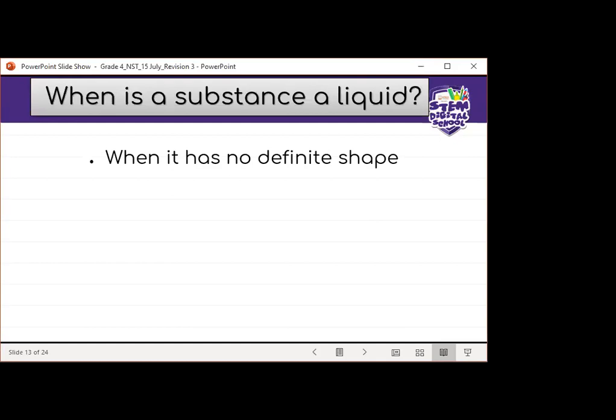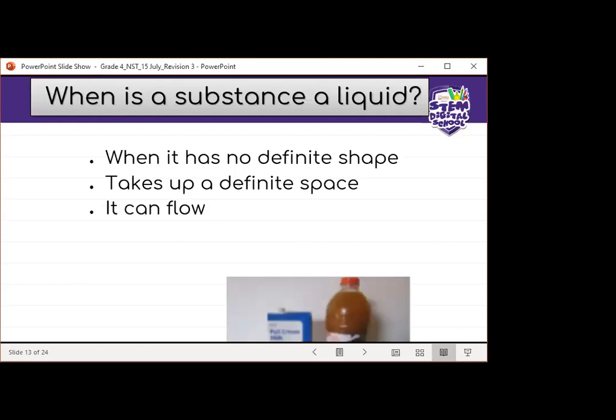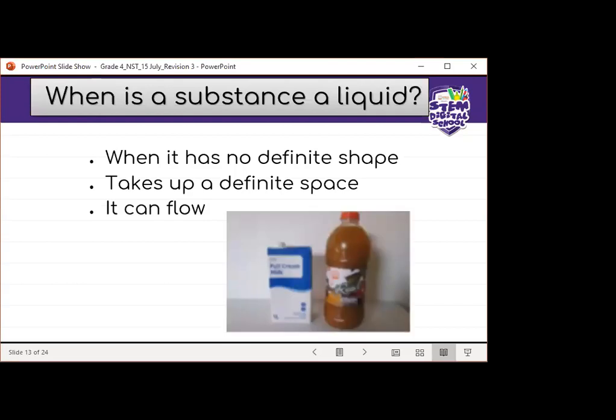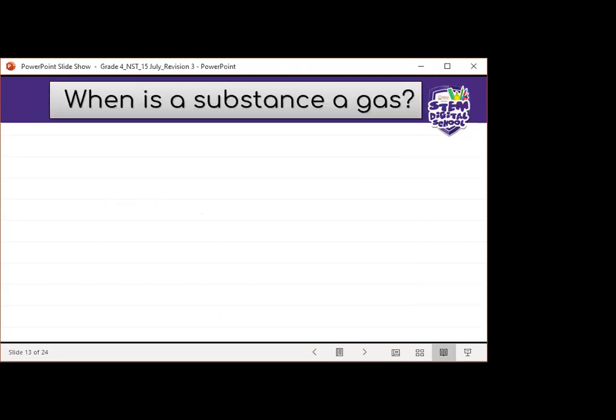When we look at a liquid in itself, it does not have a definite shape, but it takes up the shape of the container. It takes up a definite space and it can flow. Here we have examples of liquids, milk that we drink, as well as the juice that we drink. Next question, when is a substance a gas, Daresh?